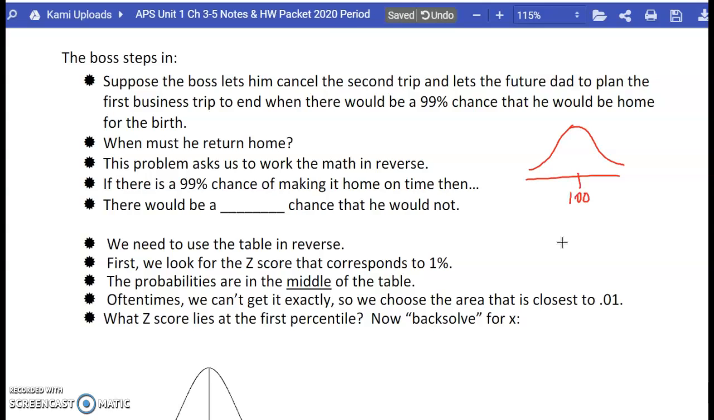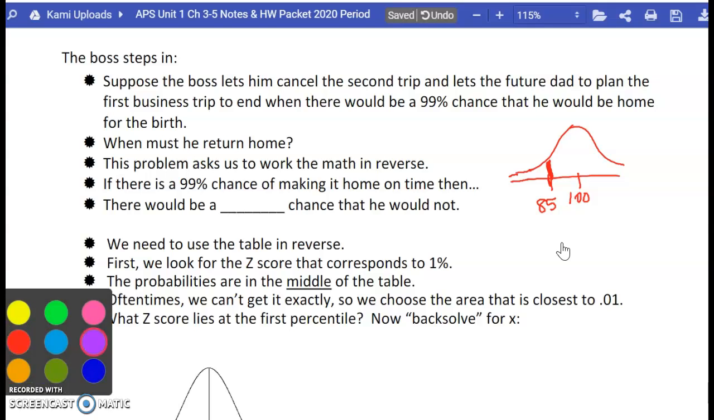Okay, so if we're just thinking about this real quick, there's no business trip at the top end, right? No second trip, and we have this first trip that used to end at 85 days, but he's going to let the dad basically come home early so that there's a 99% chance that he'd be home for the birth. So when should he return home? At what point, how many days into the pregnancy, would there be a 99% chance that the dad would be home? So we're working from this side over here.